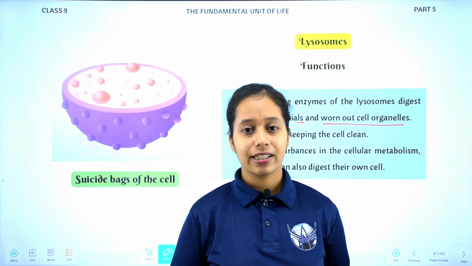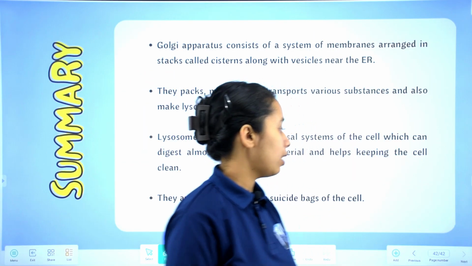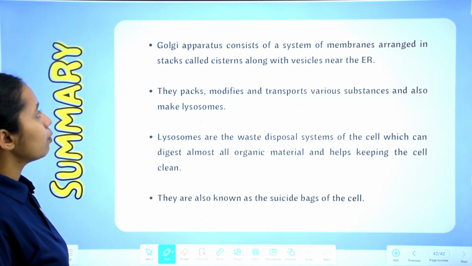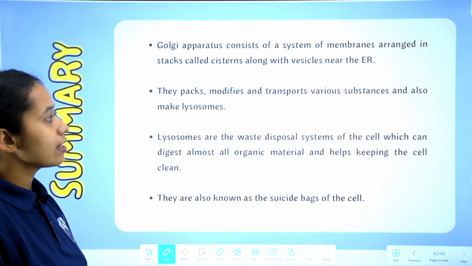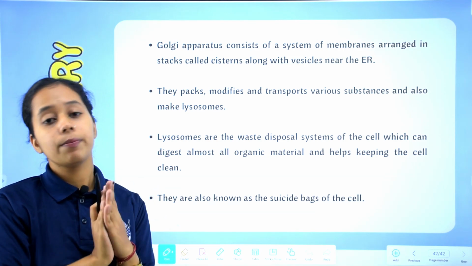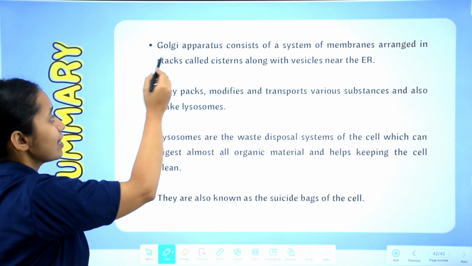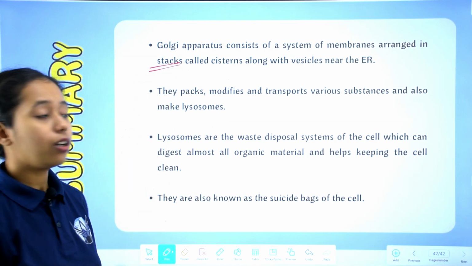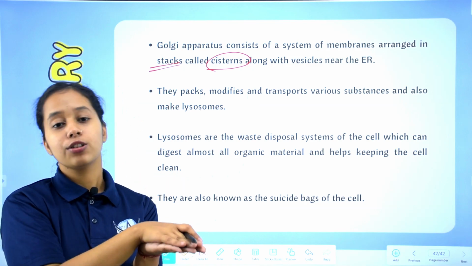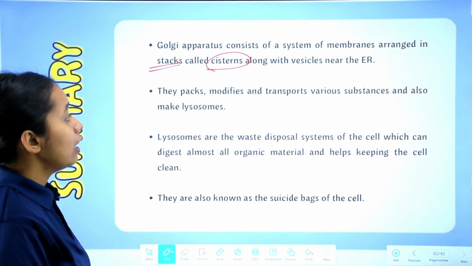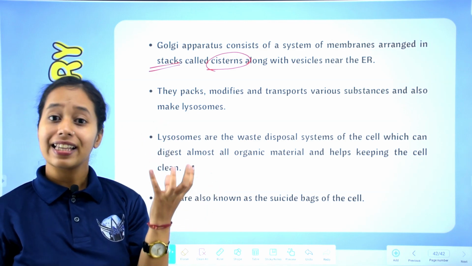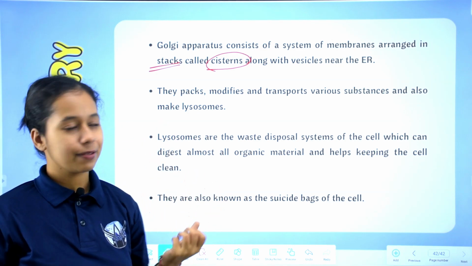Before wrapping up today's class, let us do a quick summary of the things that we learned. Number 1, Golgi apparatus consists of a system of membranes. What is Golgi apparatus? A system of membranes arranged in stacks. What are these stacks called? The stacks are called cisterns. How are they arranged? Parallel to one another, along with vesicles near the ER. Vesicles meaning little sacs, which mostly contain fluids.